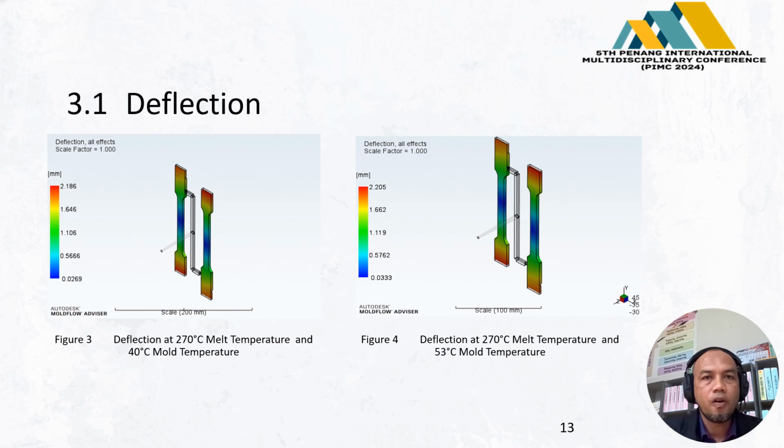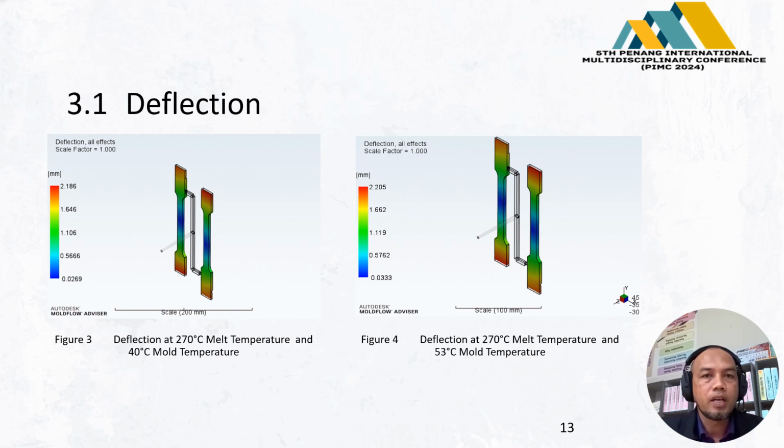Figures 3 and 4 illustrate the product deflection results obtained from Autodesk Moldflow. Specifically, these figures depict the deflection at a melt temperature of 270 degrees Celsius for a mold temperature of 40 degrees Celsius and 53 degrees Celsius, respectively.